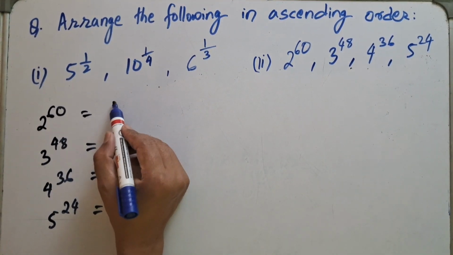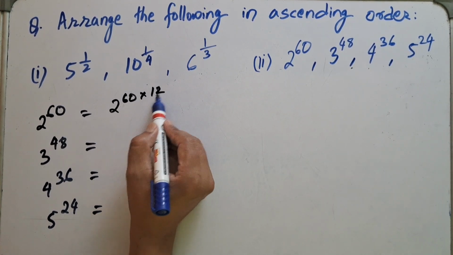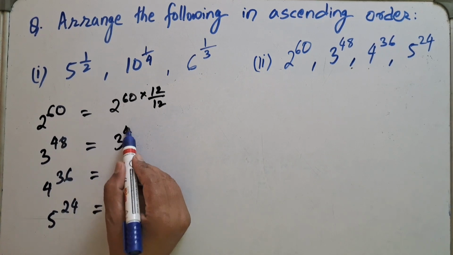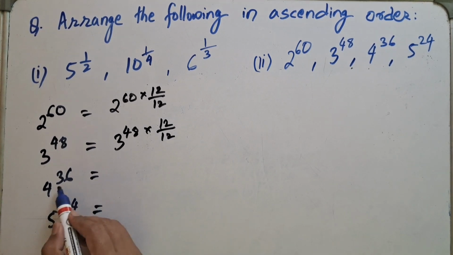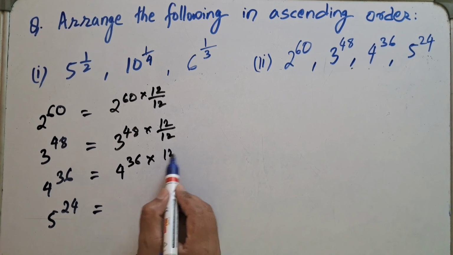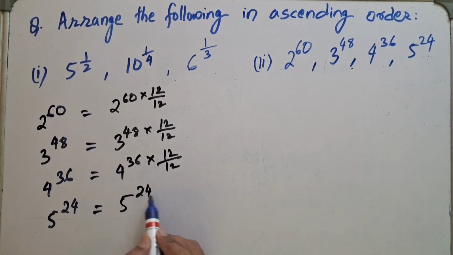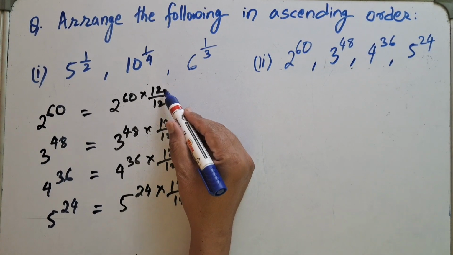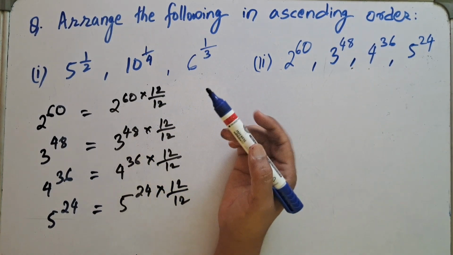So we have 2 to the power 60 into 12 by 12. Then 3 to the power 48 into 12 by 12, 4 to the power 36 into 12 by 12. Next number is 5 to the power 24 into 12 by 12. This 12 and 12 can be cancelled, so 1 into 60, the value doesn't change, it remains 60.